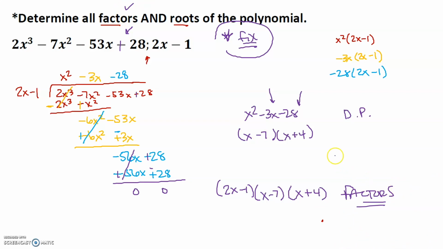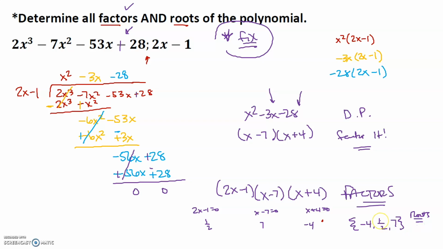Okay, I'm going to make a note over here by my depressed polynomial that we need to factor it. And we only need to factor it here when it asks for all the factors. Okay, so that's the first part. It also says we want all the roots. So really what we're going to do is we're going to take each one of these and set them equal to 0. Okay, and we get 1/2, 7, and negative 4. I'm going to list those out numerically. And here are my roots. Okay, so we're using the zero product property there to actually find the roots.